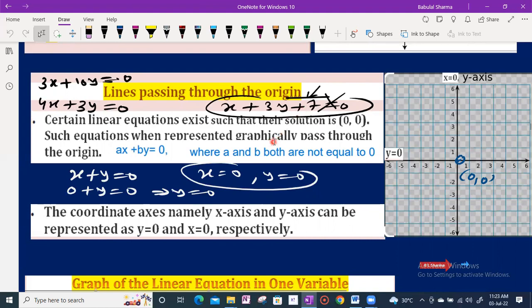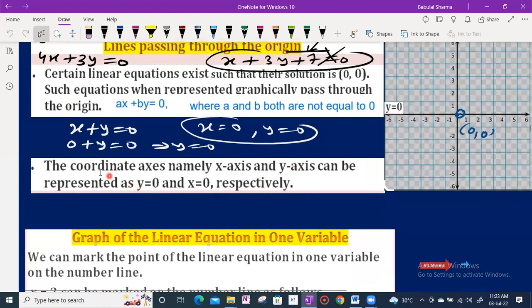नहीं होगा. एंड नाउ the coordinate axes, namely x-axis and y-axis, can be represented as y is equal to 0 and x is equal to 0. जब हमने चैप्टर 3 किया था कोऑर्डिनेट ज्योमेट्री, उसमें मैंने बताया था कि अगर y is equal to 0 है, तो यहाँ पे ये रिप्रेजेंट करता है x-axis को.